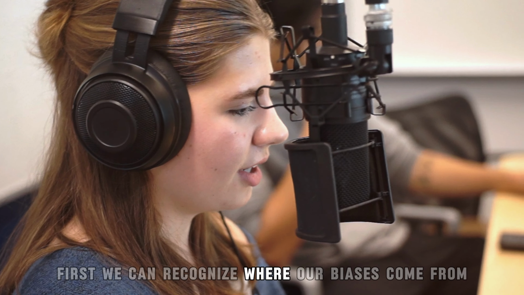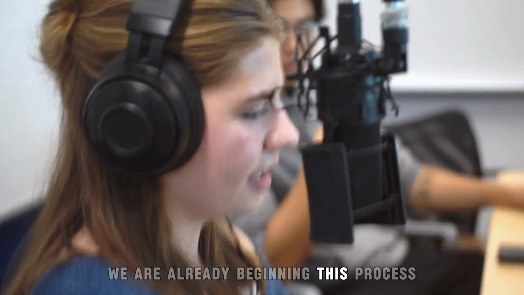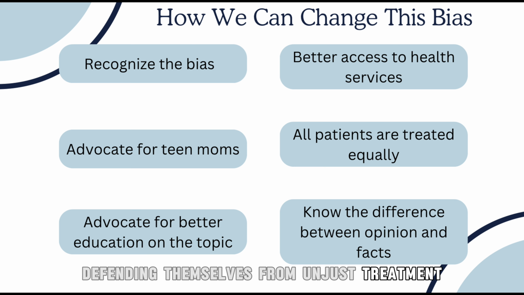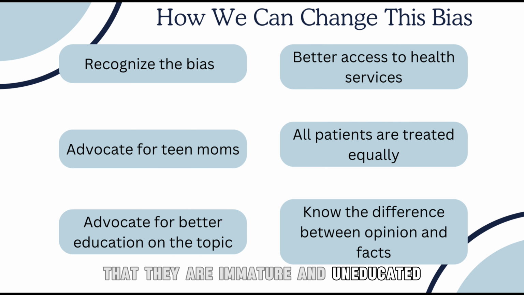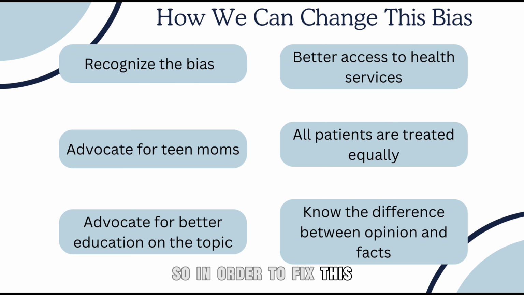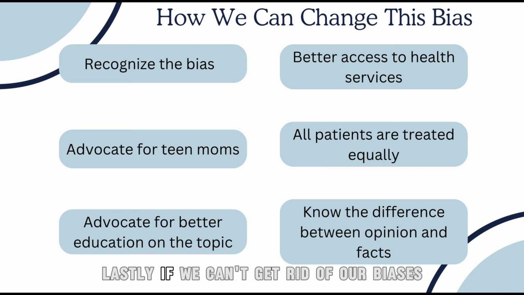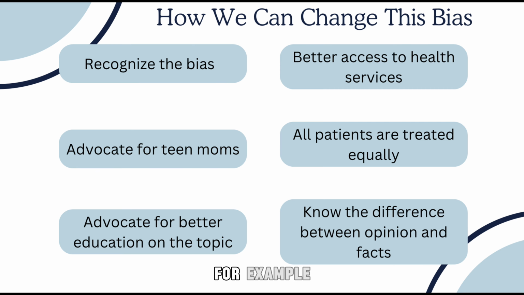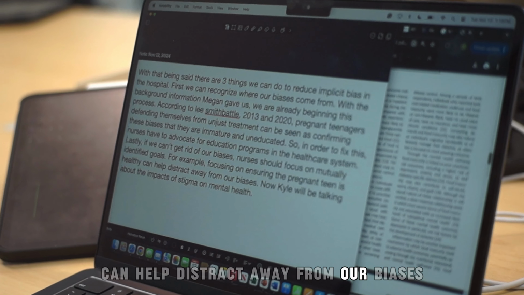First, we can recognize where our biases come from. With the background information Megan gave us, we are already beginning this process. According to Lee Smith Battle 2013 and 2020, pregnant teenagers defending themselves from unjust treatment can be seen as confirming these biases, that they are immature and uneducated. So, in order to fix this, nurses have to advocate for education programs in the healthcare system. Lastly, if we can't get rid of our biases, nurses should focus on mutually identified goals. For example, focusing on ensuring the pregnant teen is healthy can help distract away from our biases.